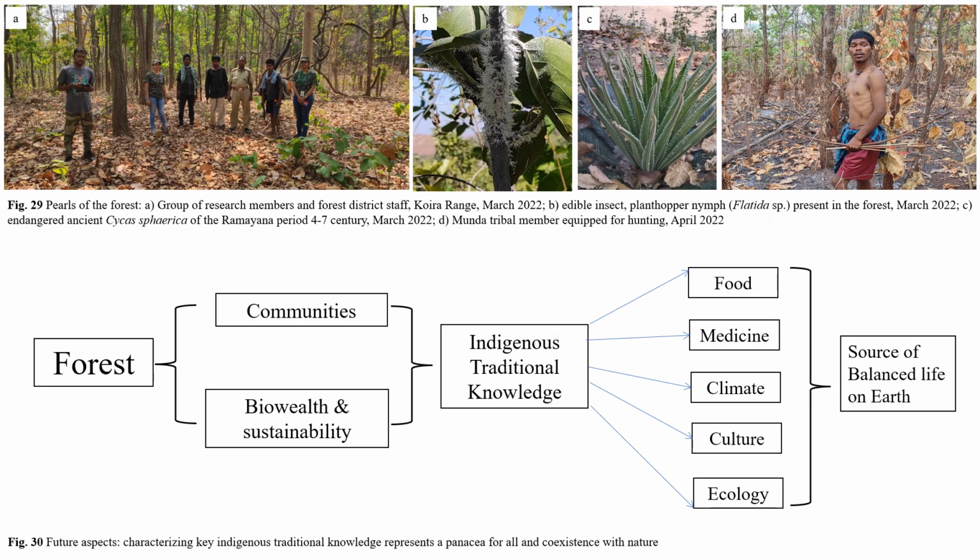So I illustrated that forest means communities, biowealth, and sustainability. It means indigenous traditional knowledge, which gives food, medicine, good climate, culture, and a balanced ecology. So this is the source of balanced life on Earth. So we have to maintain these things.